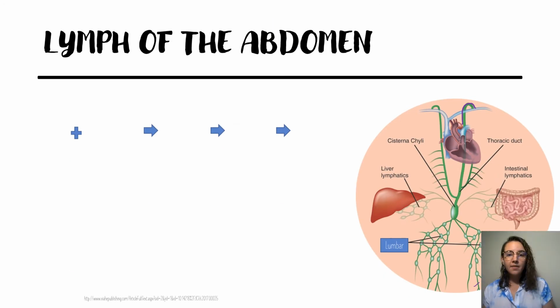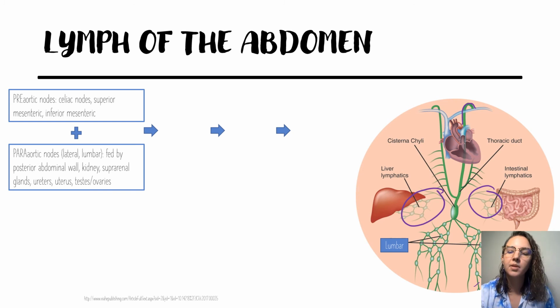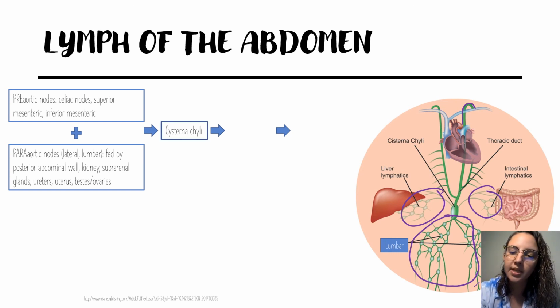Now talking about the lymph of the abdomen, there are pre-aortic nodes, which come from the celiac, superior mesenteric, and inferior mesenteric areas. Then we have the para-aortic nodes, which come from the abdominal wall, the kidneys, the ureters, the suprarenal glands, the uterus, the testes, and the ovaries. Now these all join together in the cisterna chyli, head up to the thoracic duct, and then to the left venous angle.